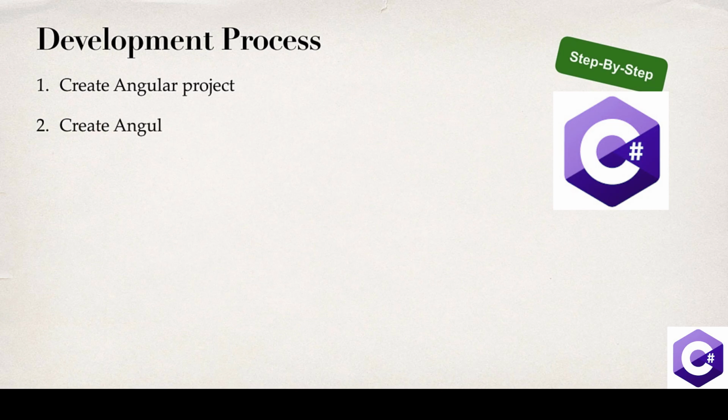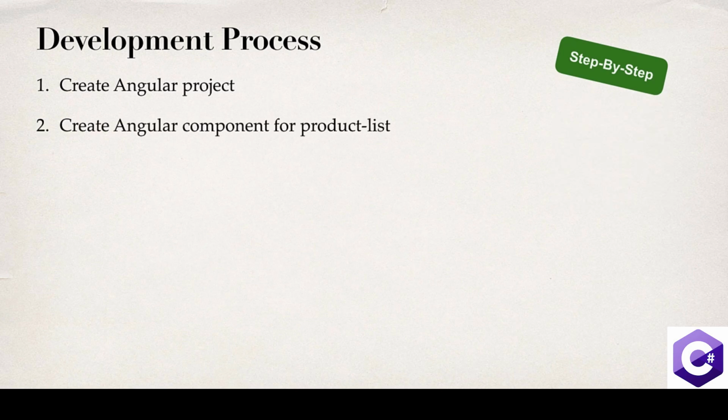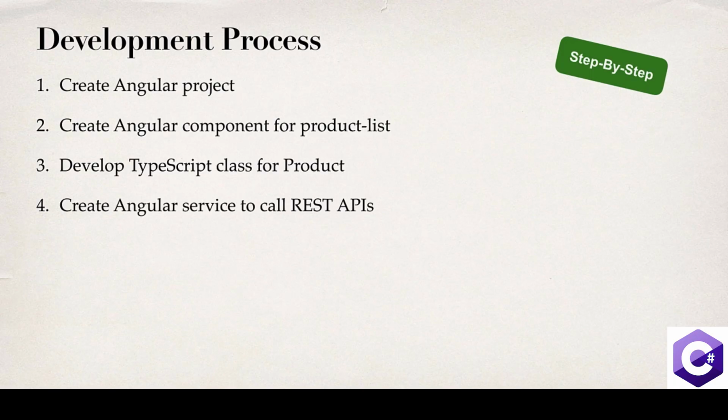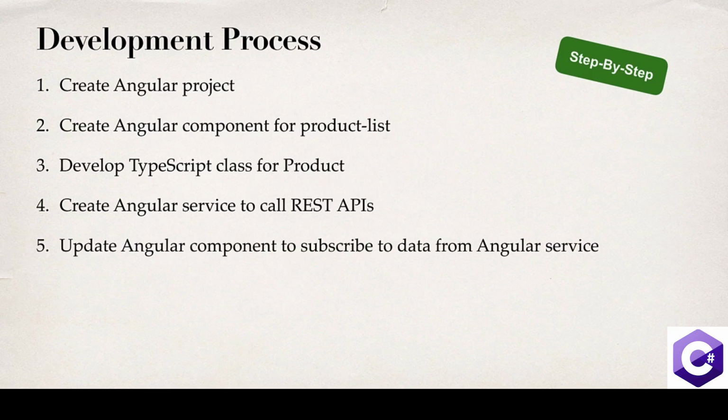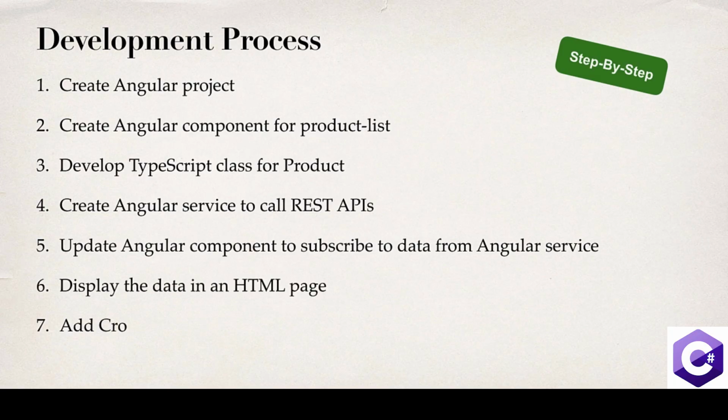Alrighty, so let's look at our development process. The first thing that we'll do is create our Angular project. Then we'll create Angular components for showing the product list. Next, we'll develop the TypeScript class for our product. Then we'll create an Angular service to call the REST APIs. And then we'll update our Angular component to subscribe to data from the Angular service. Then we'll display the data in an HTML page. And finally, we'll add cross-origin support to our Spring Boot application.